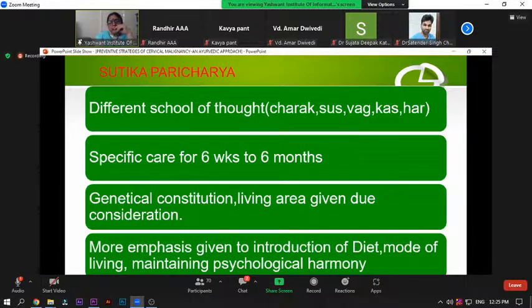So coming to the Sutika Paricharya, in what way will Sutika Paricharya help in correcting or preventing precancerous lesions or cancer? Different schools of thought are there: Charak, Shushrut, Vakpat, Kashyapa, etc. Everybody has accepted 6 weeks of specific Sutika Paricharya, except Kashyapa, who advised 6 months. The genetical constitution and living area are given due consideration. More emphasis is given to introduction of diet, mode of living, and maintaining psychological harmony. This will help, and how, I'll explain.